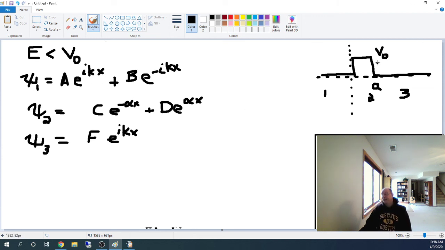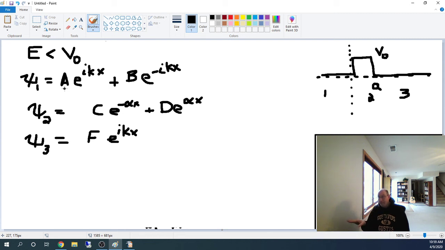Now we also have to apply the boundary conditions at x equals a, because the region 2 and region 3 wave functions need to be the same at x equals a. So again, I do the same thing here. That would be c times e to the negative alpha a plus d times e to the positive alpha a is equal to f times e to the ika. And do the same thing for the derivative. So I'm going to have 4 equations. My 5 unknowns are a, b, c, d, and f.